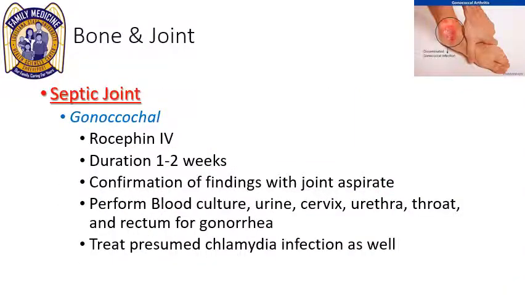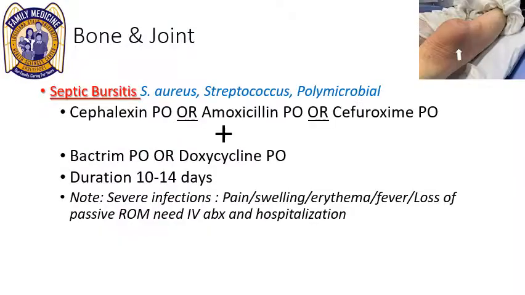So we just talked about our septic joint here. Now, septic bursitis, on the other hand, it does look staph and strep. You can use Keflex PO, amoxicillin PO, or cefuroxime PO, and you also need to add a Bactrim or TMP-SMX and doxycycline. Again, it's for 7 to 14 days, but if you have severe infections, again, IV antibiotics and hospitalization.